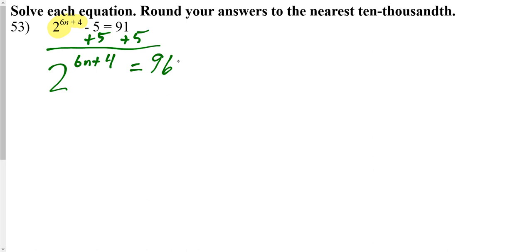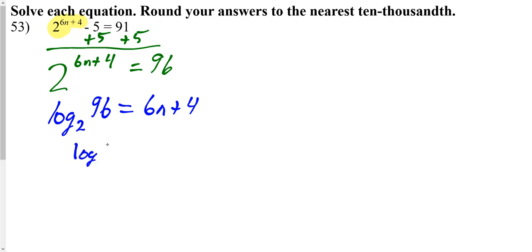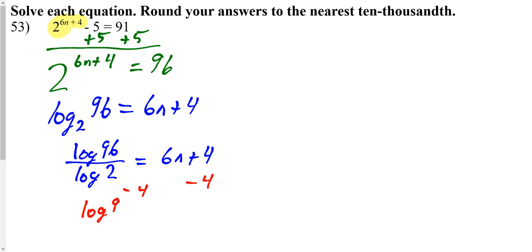Since our part with the exponent is on one side by itself, we use our definition of a logarithm, go log of our base of our 96 is equal to our 6n plus 4. Then we can go ahead and change this in using our change of base formula, go log of the 96 over log of the 2. Then I'm going to go ahead and subtract the 4 from both sides. So I get log of 96 divided by log of 2 with a minus 4 is equal to 6n.